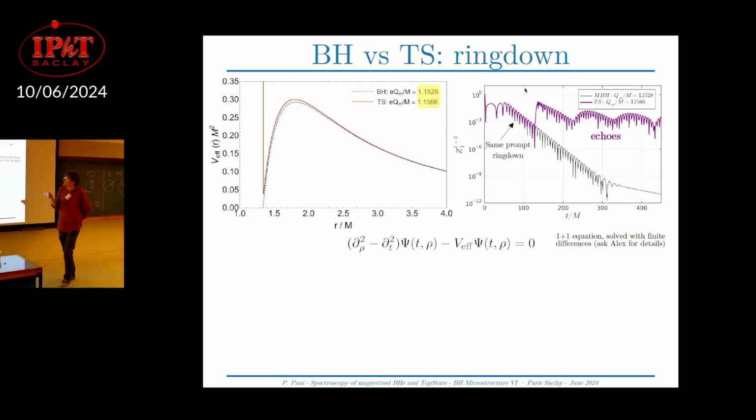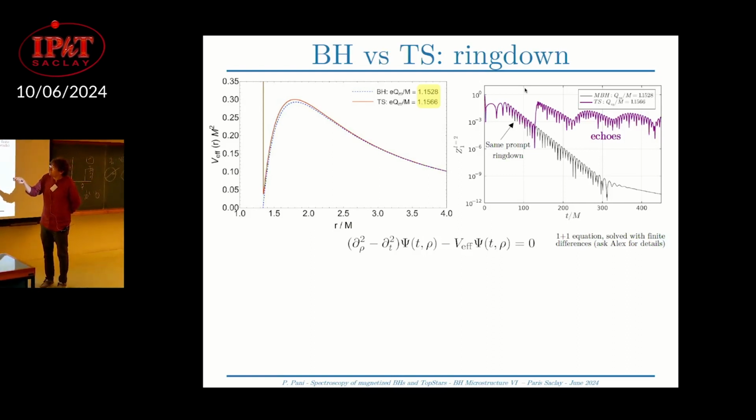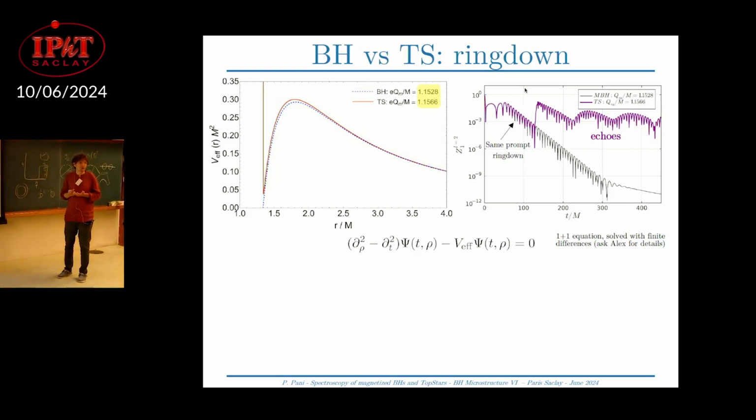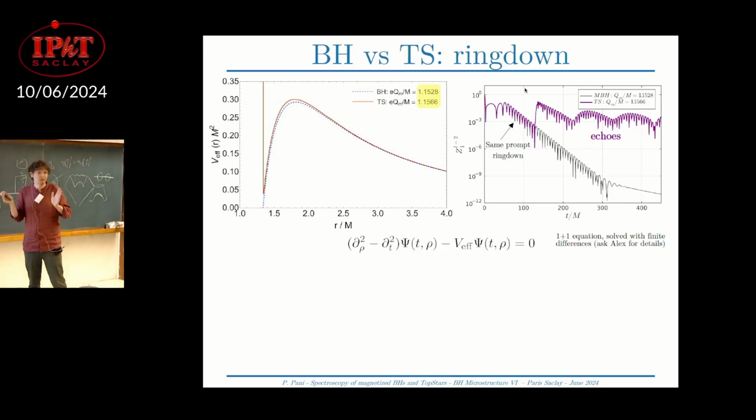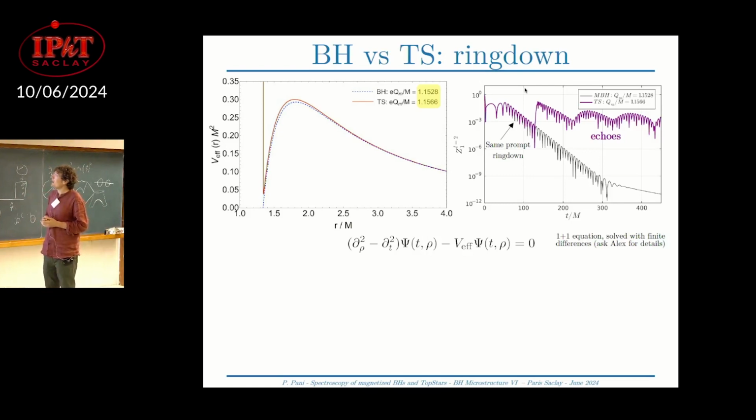The only big difference is that while for a black hole it goes to 0 at the horizon, for a topological star of this kind, the second kind, it is actually diverging and creates this cavity here. Okay? So in a sense, almost only the boundary conditions of your problem change. The effective potential is almost the same. What happens if you solve this equation in the time domain?